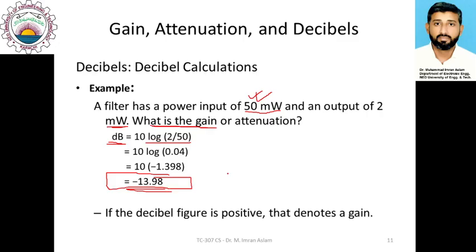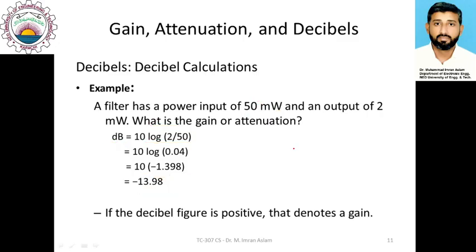Generally in decibel values, positive values result whenever there is an amplification, and negative values result whenever there is an attenuation. So you can see that when we use the gain formula in decibels, we get a negative value. So this is actually the attenuation. Alternatively, we can say that this system has 13.98 dB of attenuation. If you write it as gain, it will be written as minus 13.98 dB. If you write it as attenuation, it will be written as 13.98 dB attenuation.